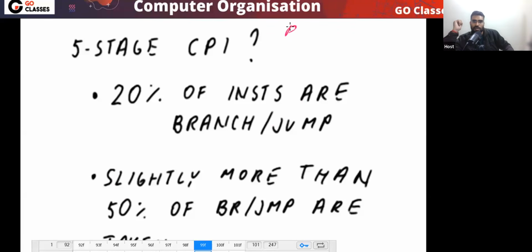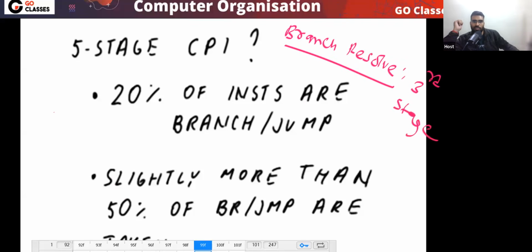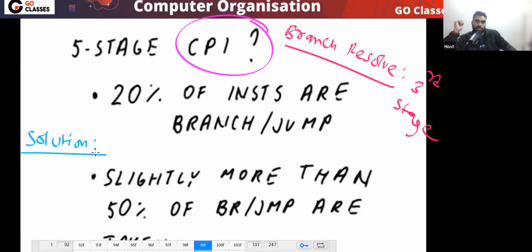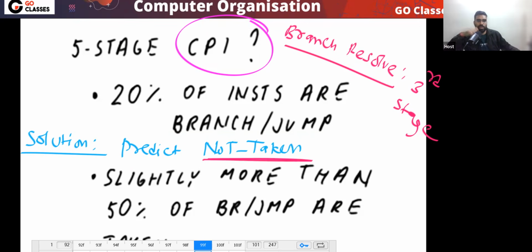Again, the same situation. Branch resolve where? Let's assume the branch is resolved in the third stage. You want to find the CPI, and let me assume this is the solution you are using. What is the solution? Your solution is predict not taken.